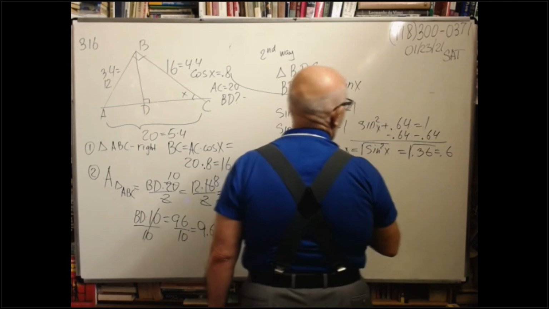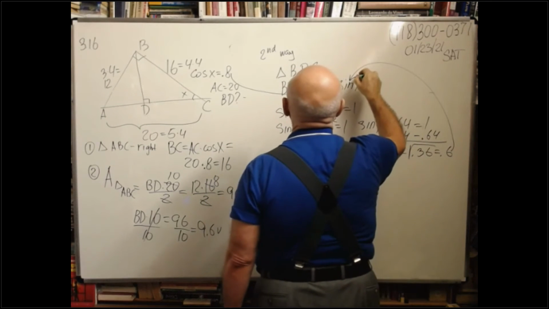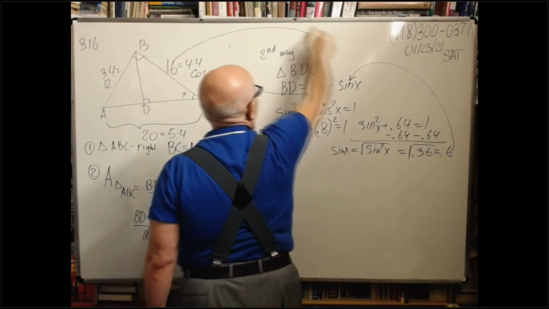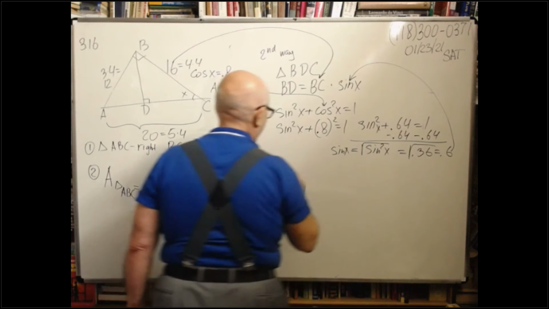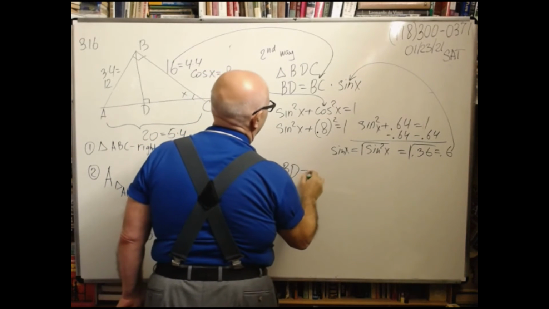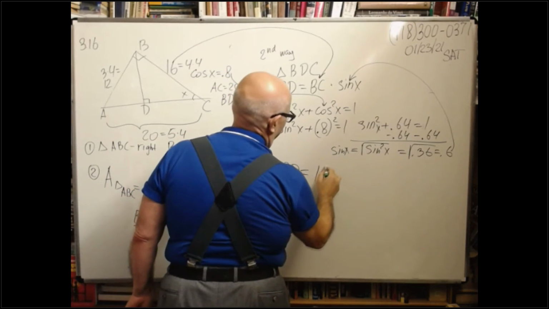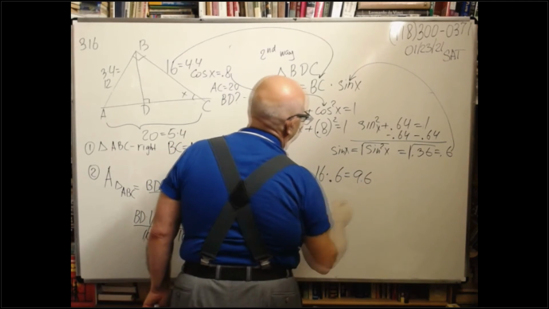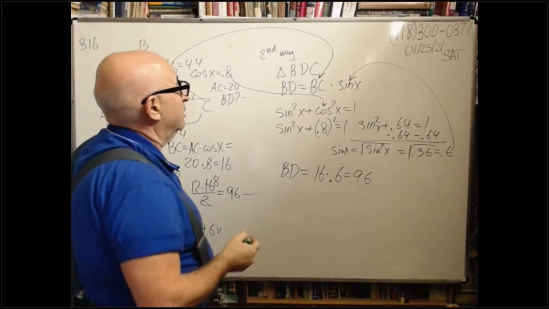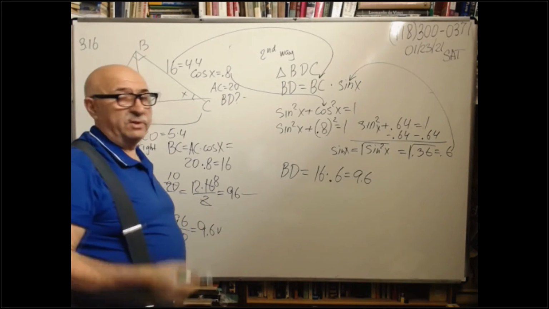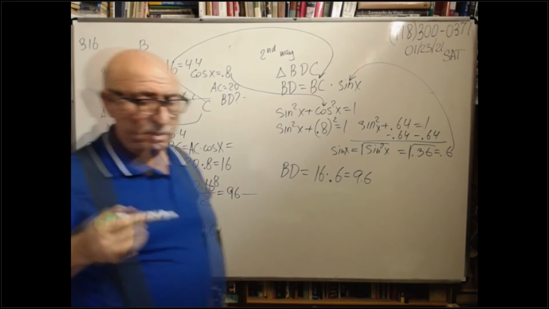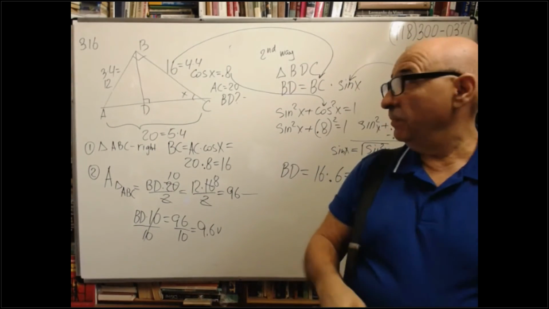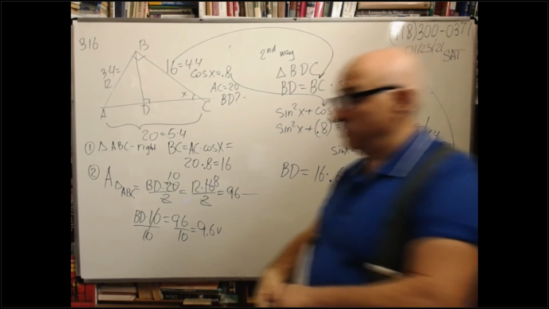Now plug into this formula. This one, and BC equals 16. So this next step, BD equals 16 times 0.6, which is 9.6. I can show few more different ways how to solve this problem. My idea, just don't be afraid of this. Whatever you have, just operate with your knowledge. Okay? Questions? We did 2 different ways.